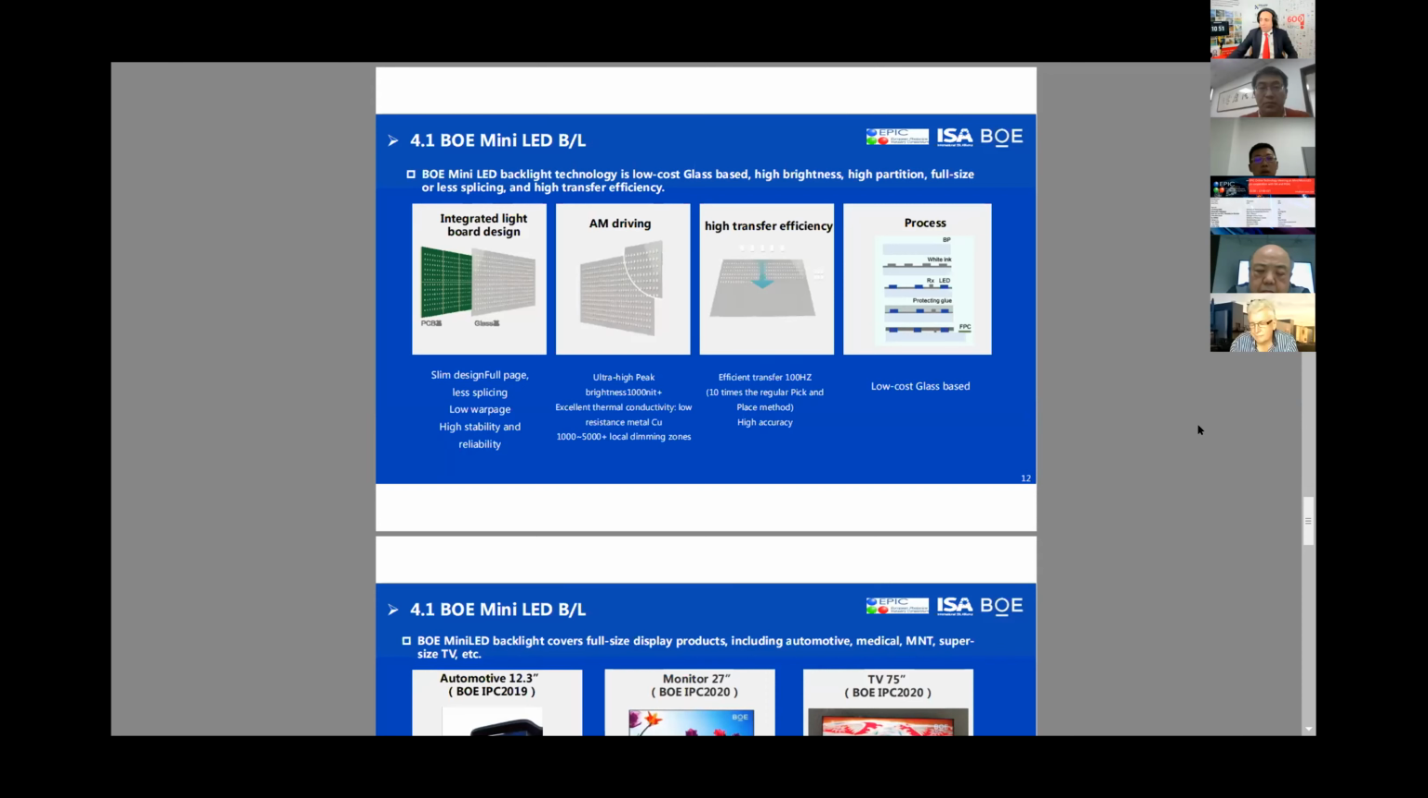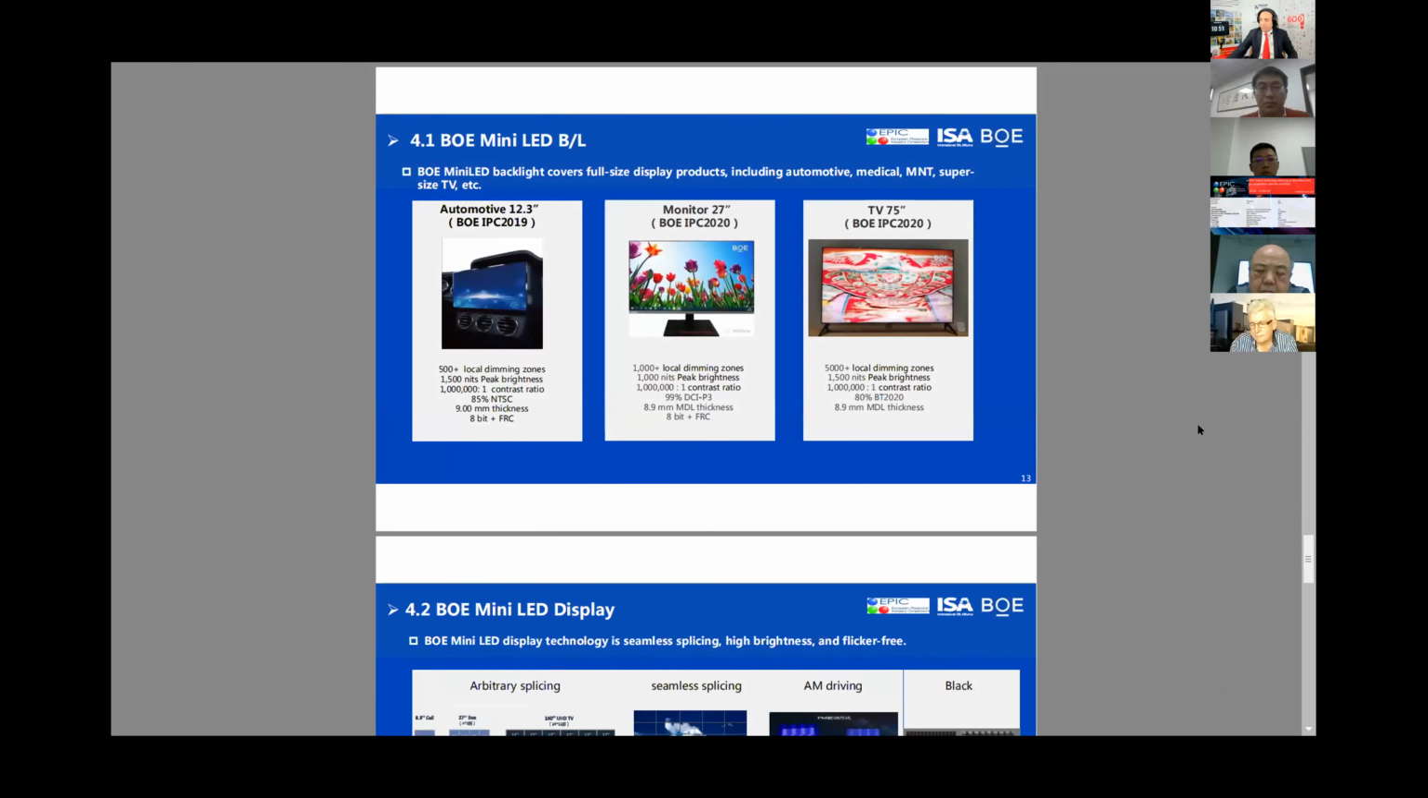And at the same time, we are introducing low resistance metal copper technology to realize local dimming zones of 1000 and also 5000. And also in terms of the mass transfer, we can have over 100 Hertz, 10 times the regular pick and place method, and the efficiency is 10 times higher, and the accuracy is very high. And in terms of the whole process, together with the low cost glass-based advantage, we can really help to reduce the overall product cost.